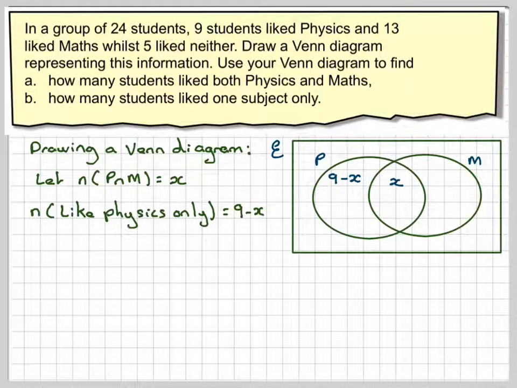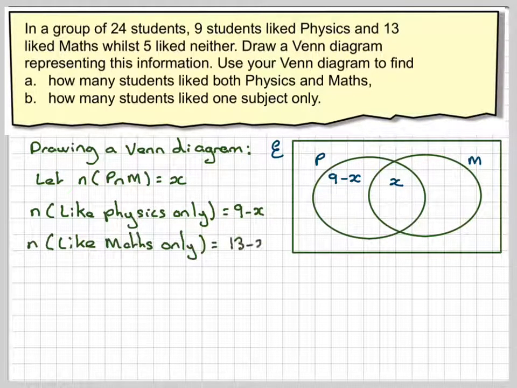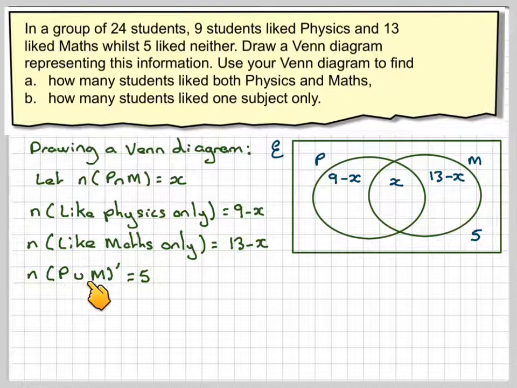And the number that like maths only is going to be 13 minus x. We know out here that 5 liked neither. That's how we represent it, P union M, but not it. So the number in the universal set is 24, so all these must add up to 24.